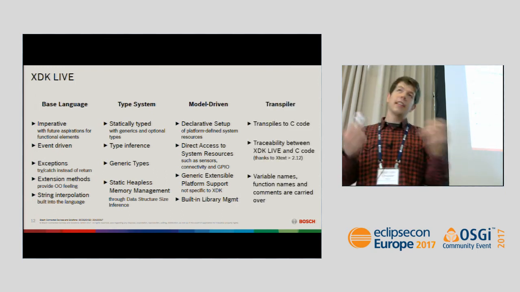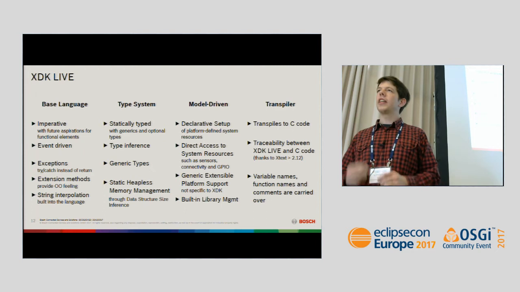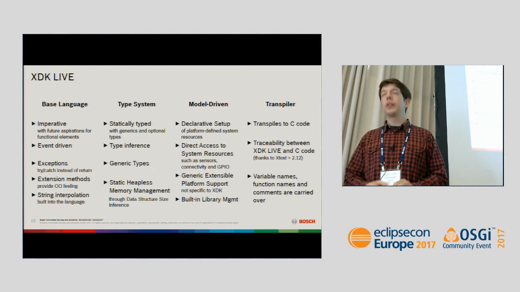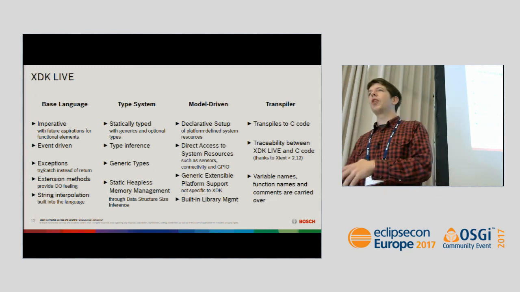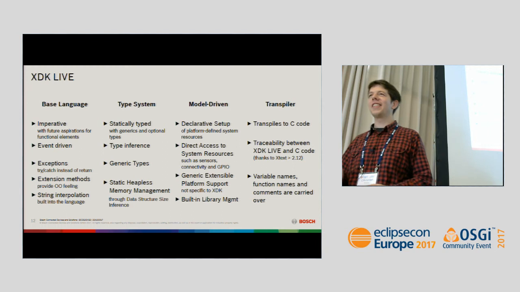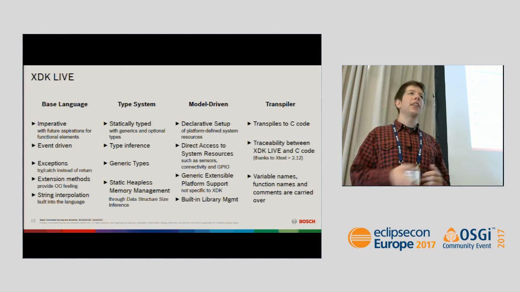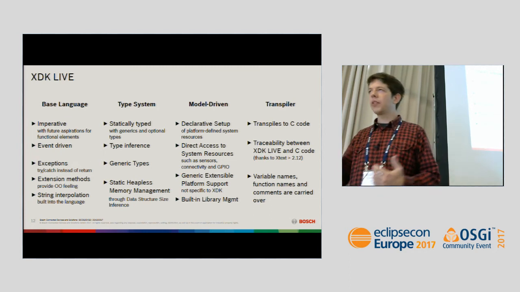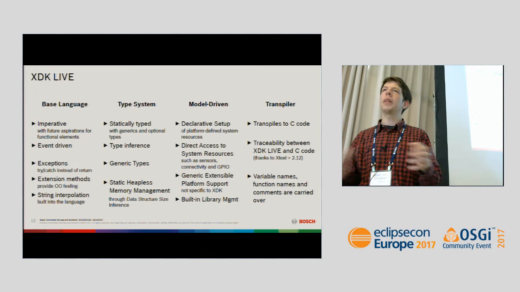And as I've mentioned a few times now, it transpiles to C code. Right? So you get C code out in the end. You have traceability between the C code that's generated and the SDK live code, thanks to the latest, or almost latest, Xtext release, not quite latest. And also, we've taken great care to carry over things like variable names, comments, function names. They carry over into the generated C code just to make that link between the two worlds easier.